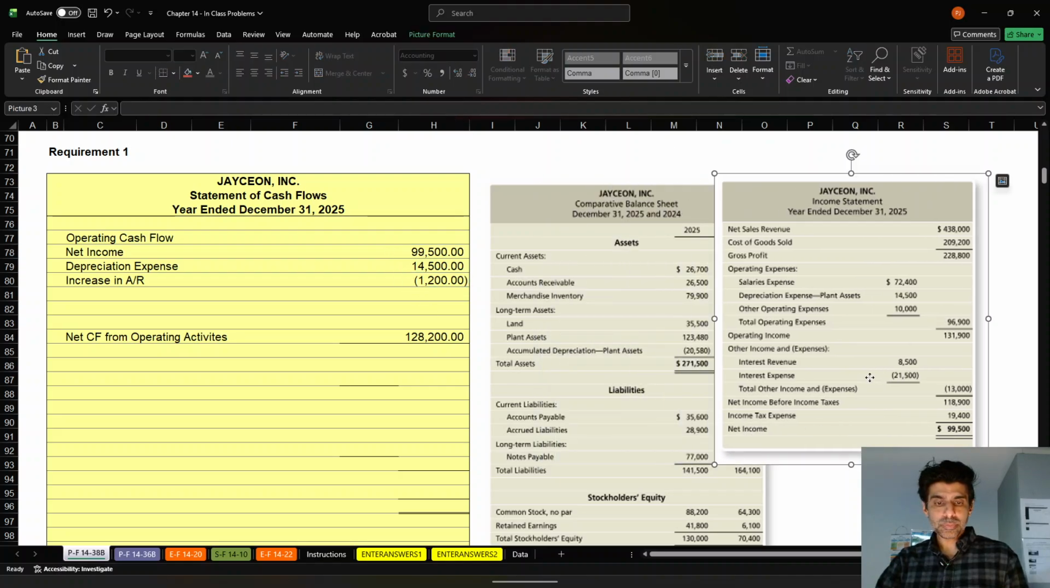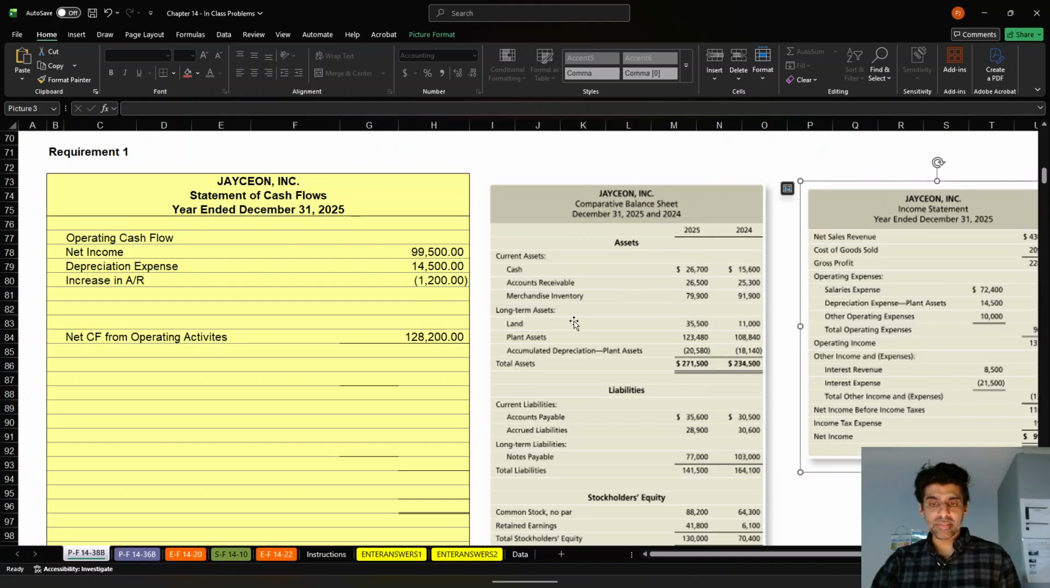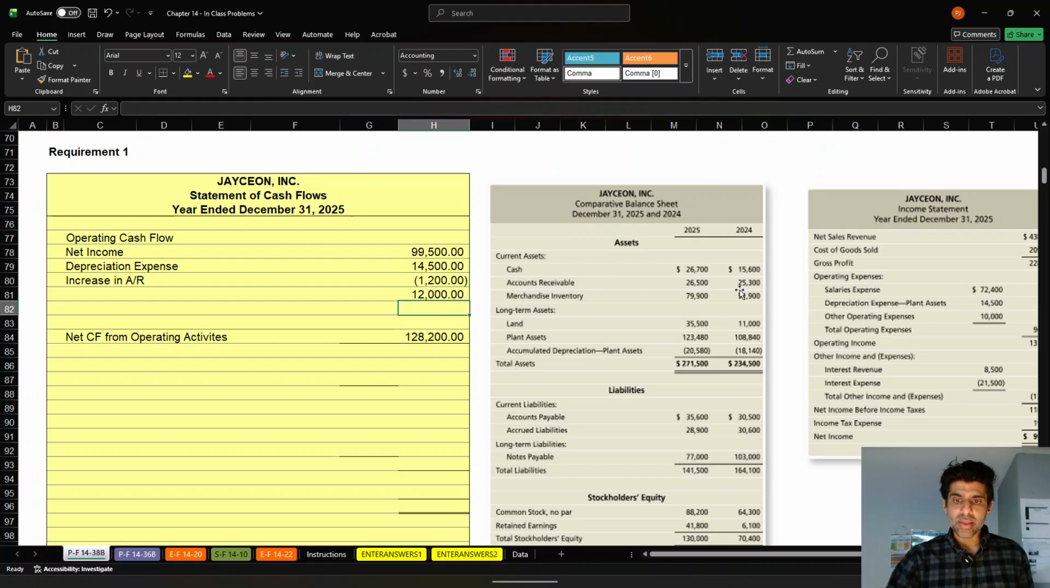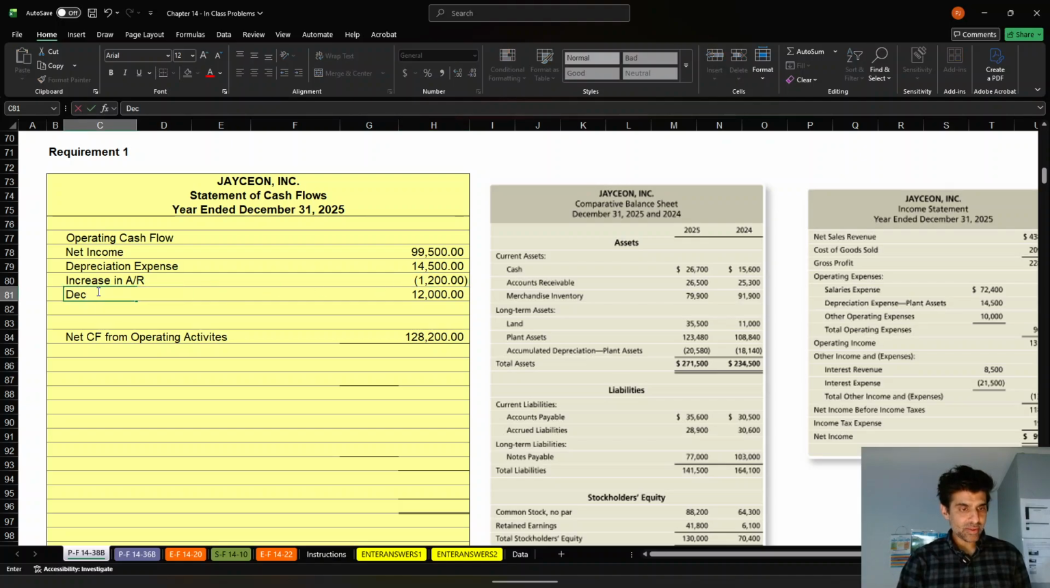We do the same thing for inventory. Okay, so we see that we have a decrease in inventory of, I'll just do the math here, 91,900 minus 79,900. So again, this is a decrease in merchandise inventory. And so that is going to be the opposite of this. They're both current assets. An increase in accounts receivable is a negative adjustment. A decrease in inventory is a positive adjustment.